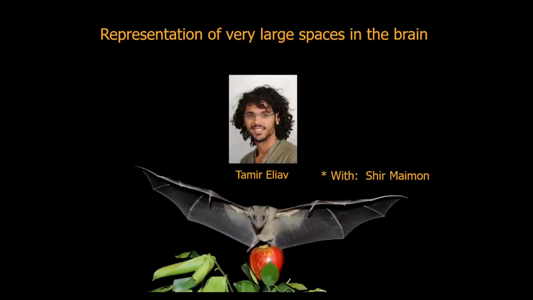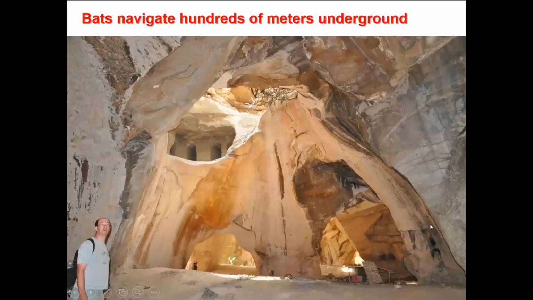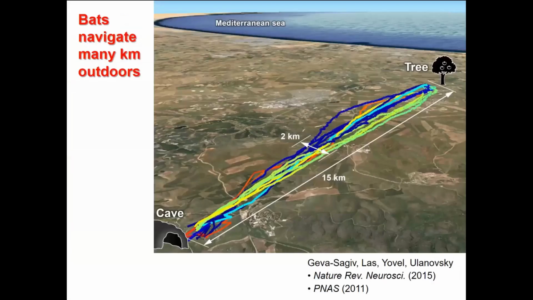Okay. So the second difference that I mentioned between navigation in the lab experiments versus the real world is the issue of scale. This is about representation of very large spaces in the brain, work by PhD student Amir Eliav, who just graduated together with PhD student Shir Maimon. Bats navigate hundreds of meters underground and also outdoors, as I showed you before.